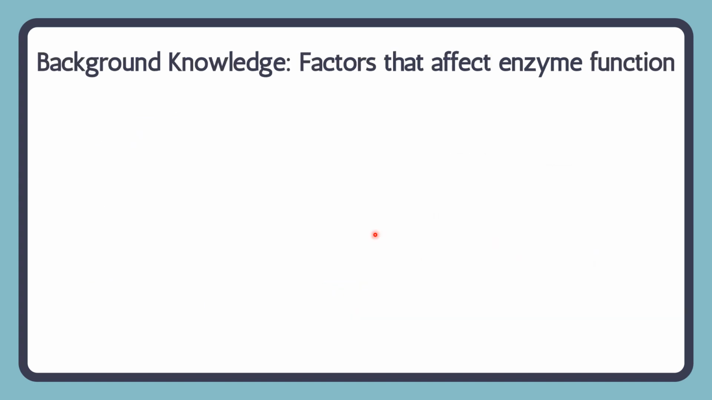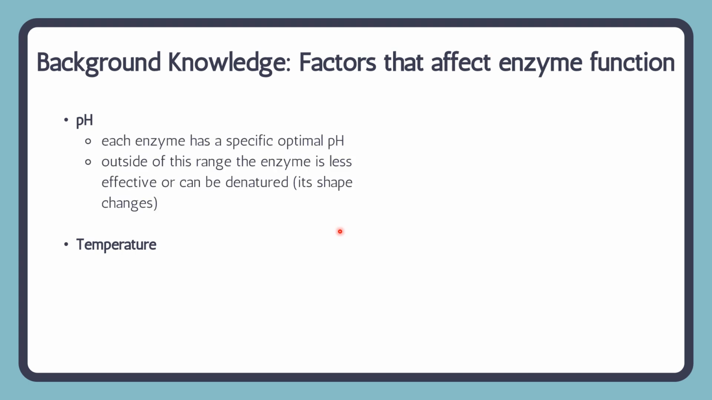So enzyme function is affected by different factors. Really quick, I just want to introduce you to a few different things. So it's affected by pH and it's affected by temperature. So each enzyme has an optimal specific pH that it works best at. Outside of this range, it's less effective, or it can be denatured, meaning that that protein's shape changes. And as we know, enzymes are specific and they have a specific active site. If they change their shape, the substrate that it is breaking down, that molecule that it is catalyzing, can no longer fit into that active site, so the enzyme can't work.